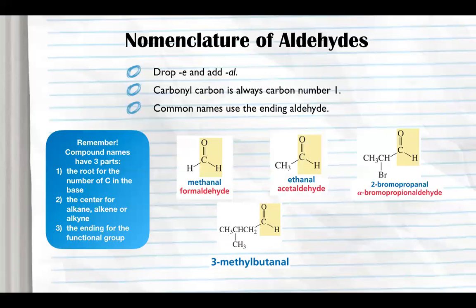Remember that compound names have 3 parts. You have the root for the number of carbons in your base chain. Then you have that center part that's going to be AN, EN, or YN, depending on whether you have all single bonds between the carbons, a double bond, or a triple bond. And of course, you can have it mixed up, like a double and a triple. The ending for the functional group is going to replace the E. If it was just an alkene or an alkyne, then you would just end with the E. But because it's an aldehyde, we drop the E and add Al.